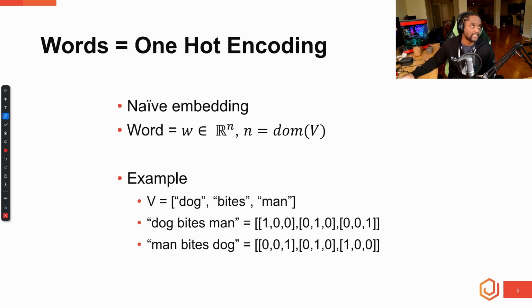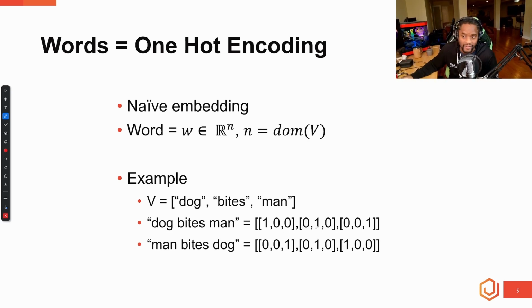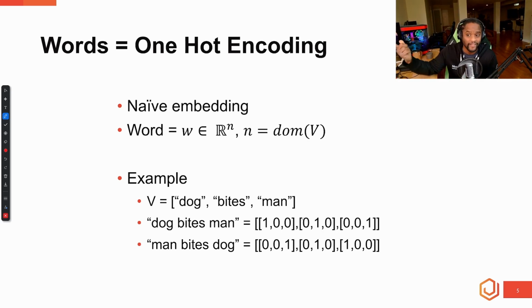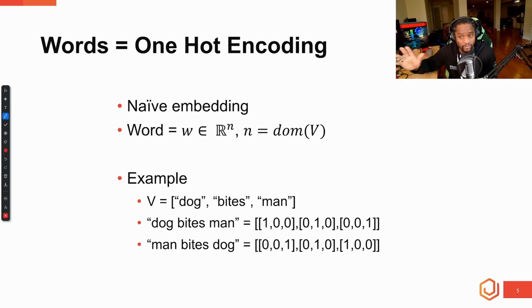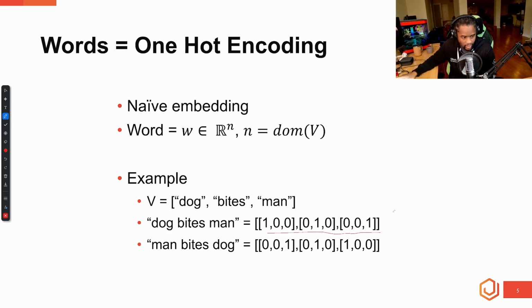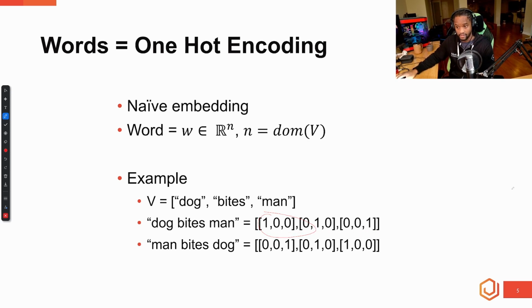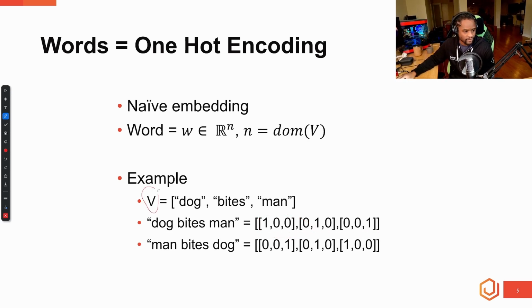You can think of it as maybe a binary value with as many bits as you have words, and 1 bit is on for each word, right? So that's one-hot encoding. This is actually what the model sees. Okay. So for this vocabulary, it's pretty simple. You only have 3 elements, right? Dog bites man, and dog will be hot on the first index. Bites will be hot on the second index. Man will be hot on the third index, right?